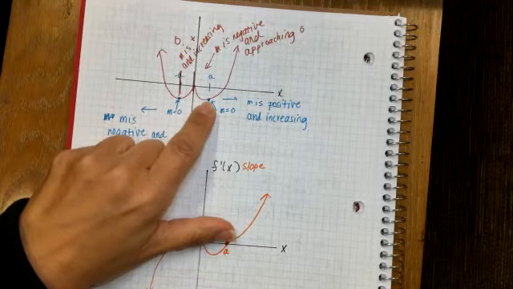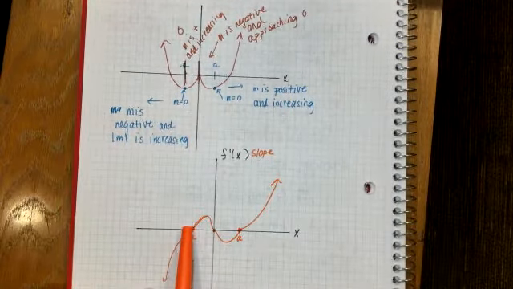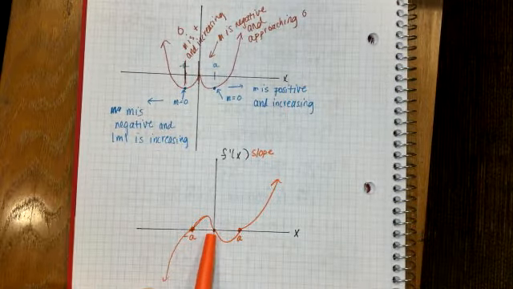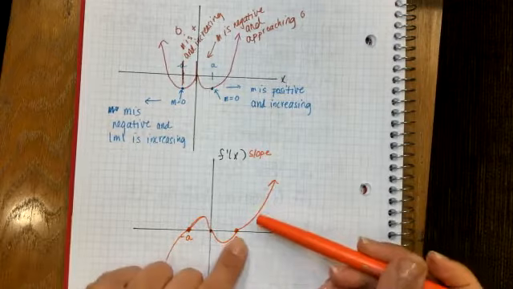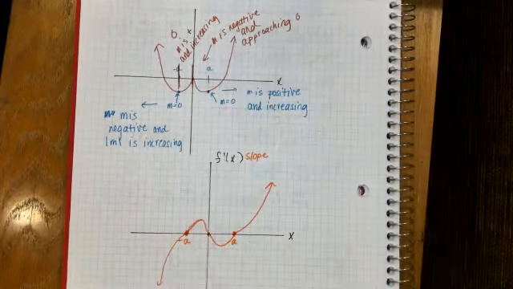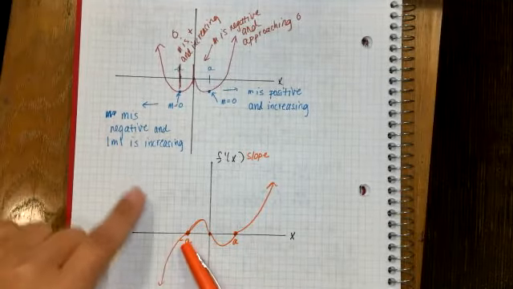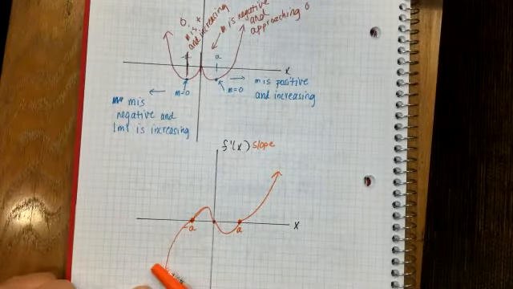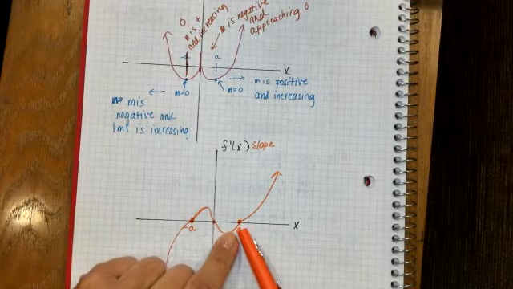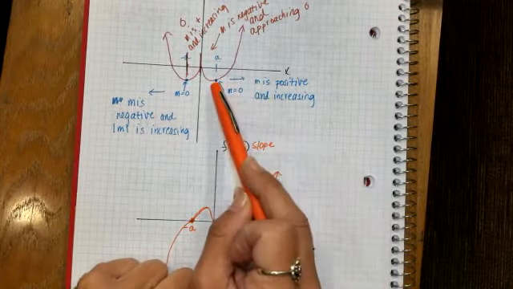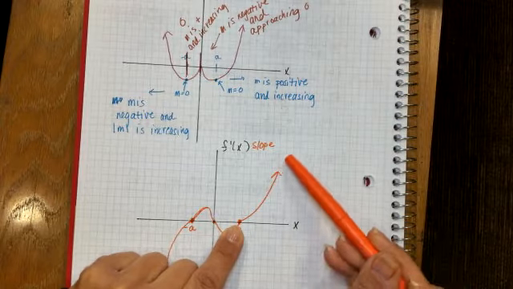Negative a, positive a, and 0. We said the slope was 0. So remember, this represents my x values. x was negative a, the slope was 0. x was positive a, the slope was 0. We said that to the left of negative a, the slope is negative, and it's increasing till it hits 0. Positive a to the right, we said it was positive and increasing. So the slope is positive and increasing.